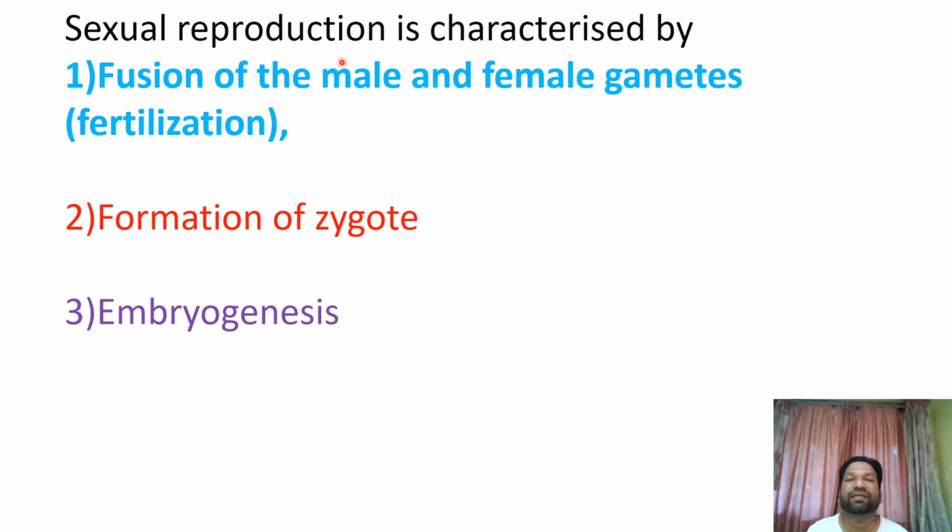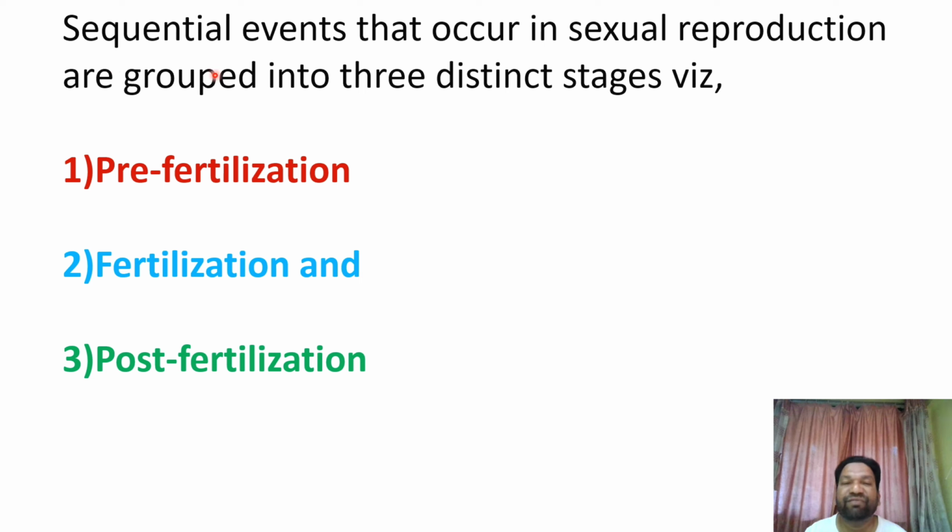Sexual reproduction is characterized by fusion of male and female gametes, that is fertilization, formation of zygote, and embryogenesis. The sequential events that occur in sexual reproduction are grouped into three distinct stages, that is pre-fertilization, fertilization, and post-fertilization.